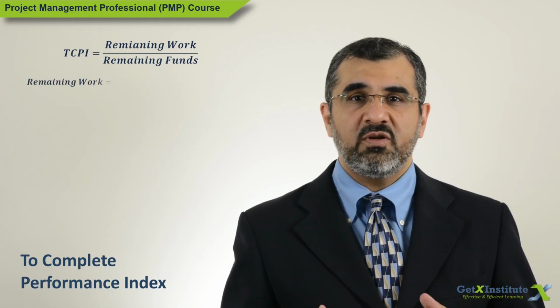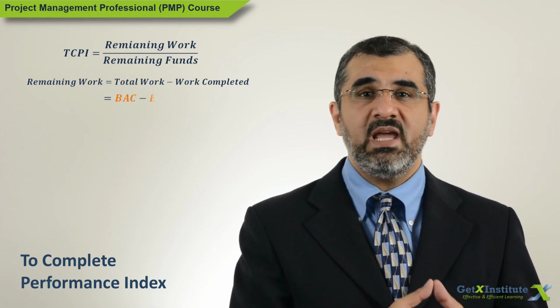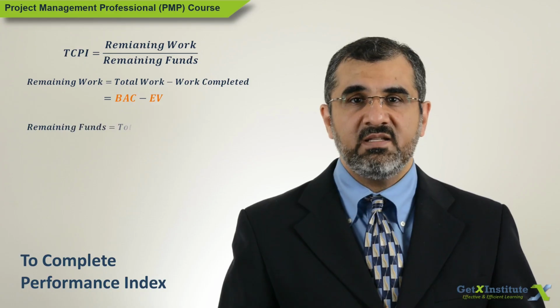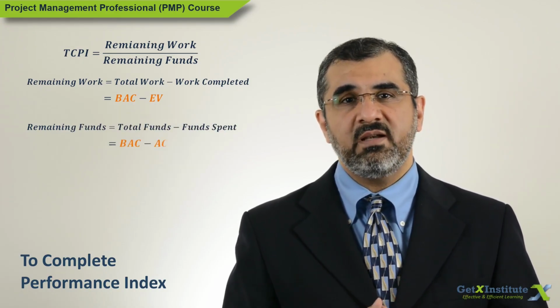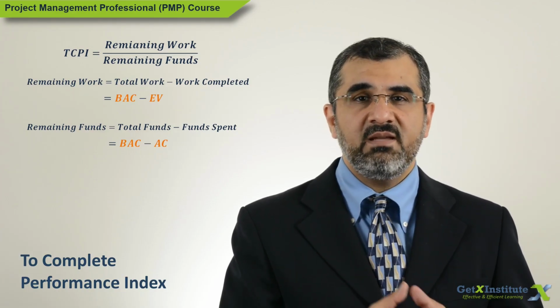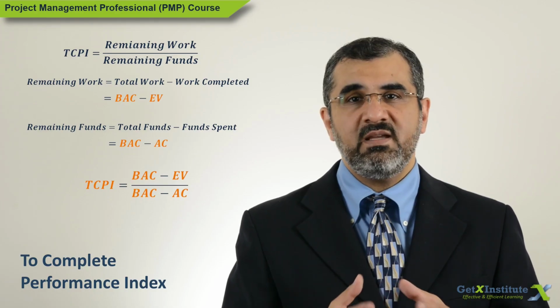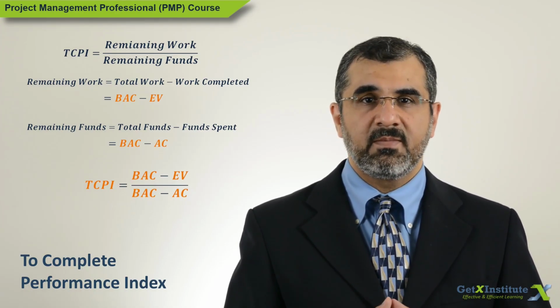Remaining work is total value of work minus value of work completed. So that will be BAC minus EV. Remaining funds is total funds minus money already spent. That will be BAC minus AC. So TCPI equals (BAC minus EV) divided by (BAC minus AC).